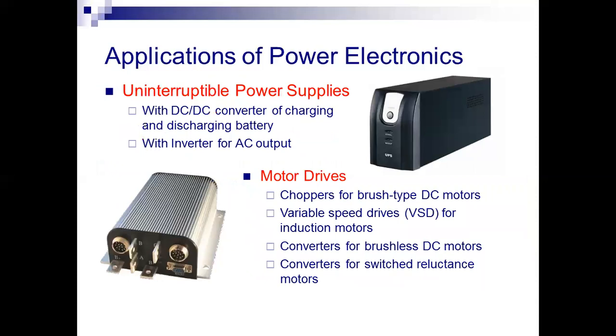Next, uninterruptible power supplies and motor drives. What is meant by uninterruptible power supplies? These are mostly used for systems such as PCs, personal computers, whatever it may be. That is one which converts DC to DC, and these are also called choppers. We also know that choppers are DC-DC converters. With the DC to DC converters, we charge and discharge the battery, with an inverter for AC output. We are using an inverter also for AC output.